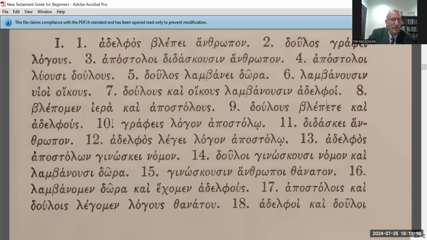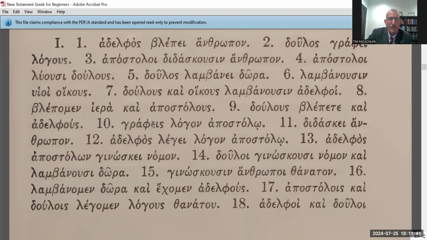Now I think this is where you had to start with your homework. So number 10, graphes logon apostolo. This is the first example that we have where you see the dative case. You've got the omega with the iota below it. So graphes, and that becomes the second person singular. That's you.